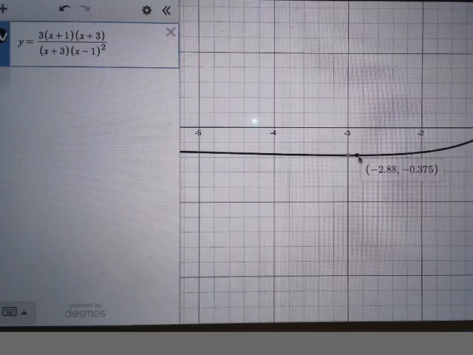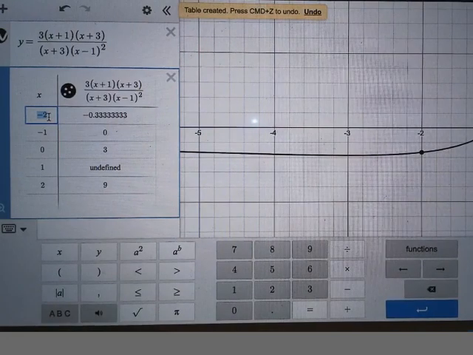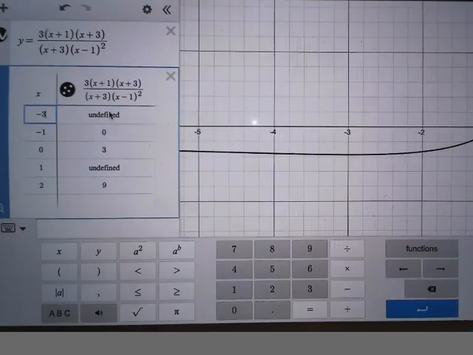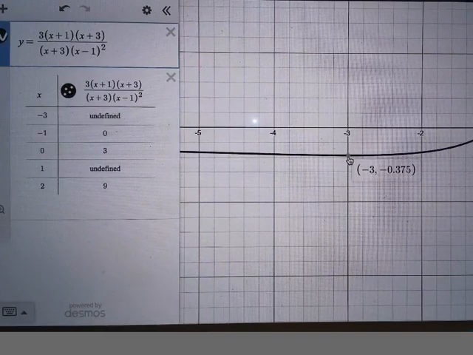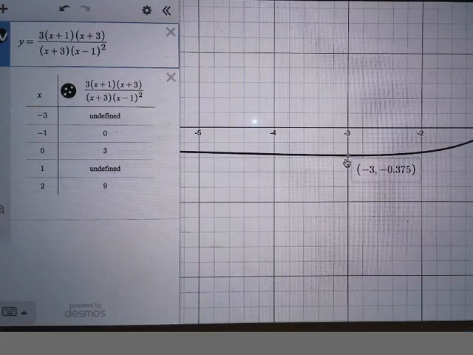No. Something's wrong here. Okay, I'm going to hit the gear. I'm going to do table. And at minus 3, it says it's undefined. That's what it should have done. If I follow this with the cursor at minus 3, it should give me no value. I don't know how it's coming up with this number. It's doing something incorrectly.